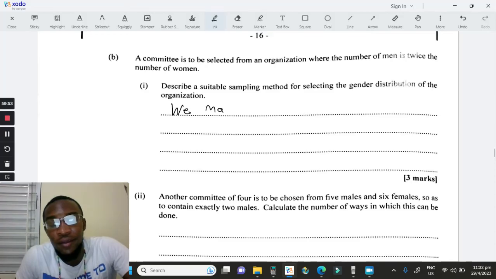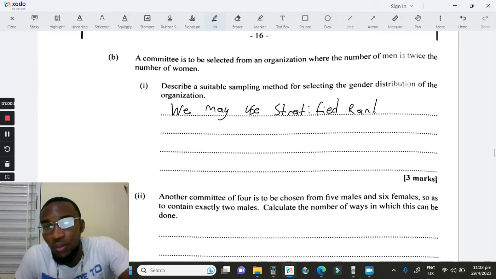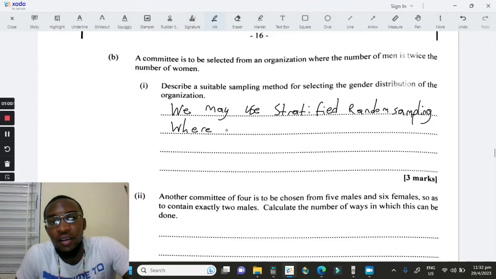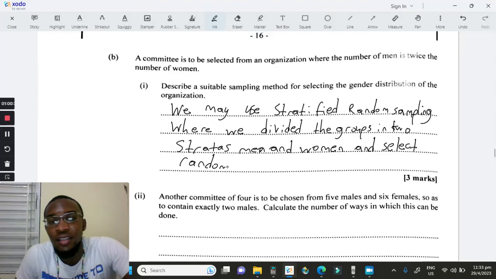So we may use stratified random sampling, where we divide the groups into two strata, men and women, and select randomly double the number of men to women.